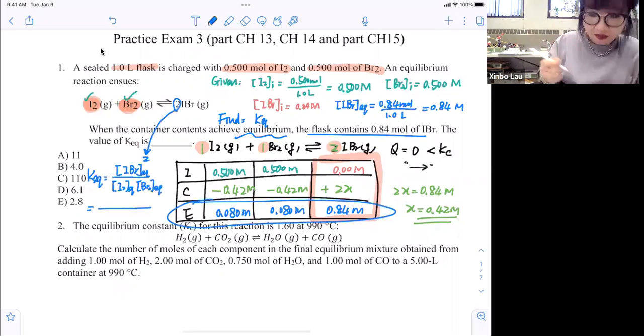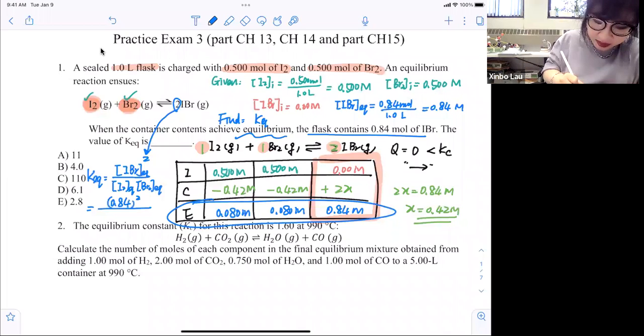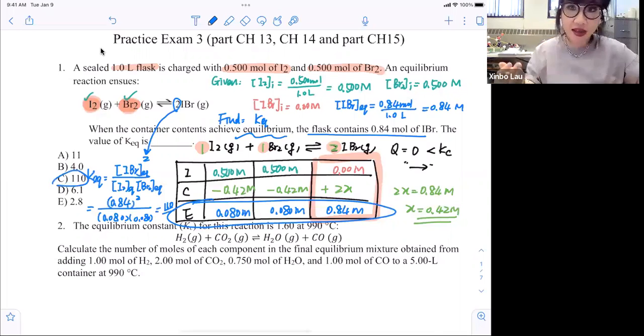Then we're gonna plug in the information. So that will be 0.84 squared divided by 0.08 times 0.08. Okay, this calculates to 110. So that's why the answer is C. Okay, so that's for the first question.